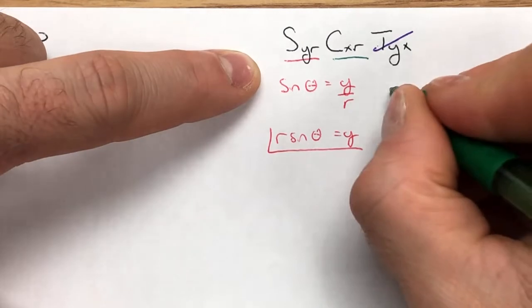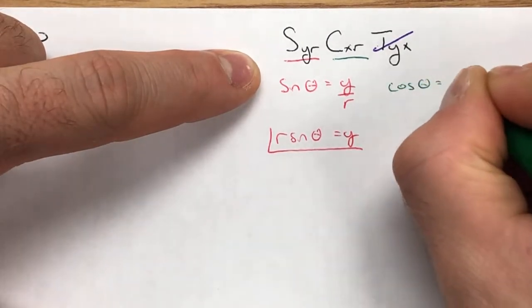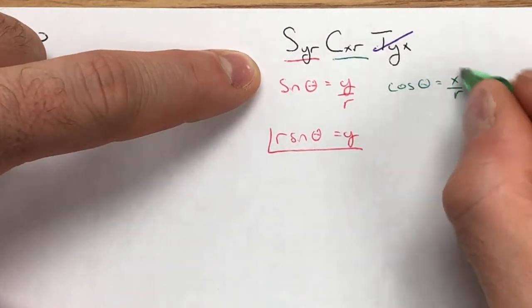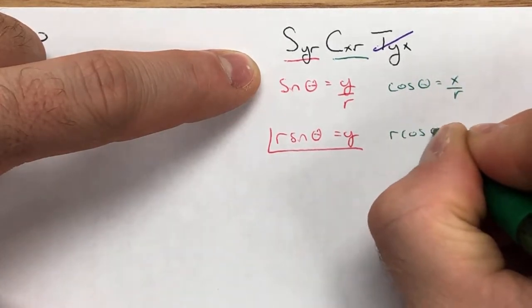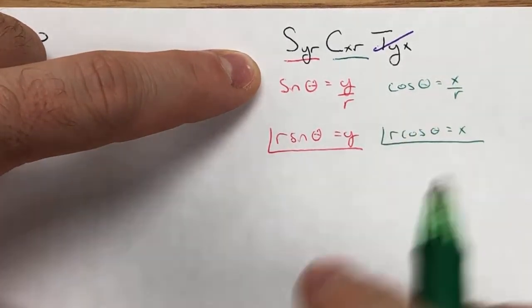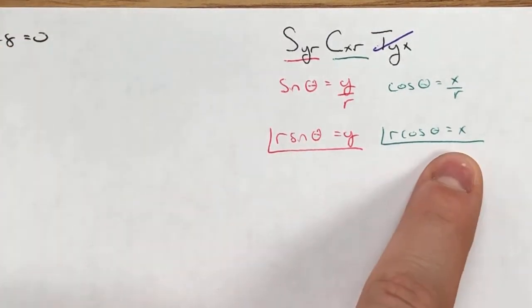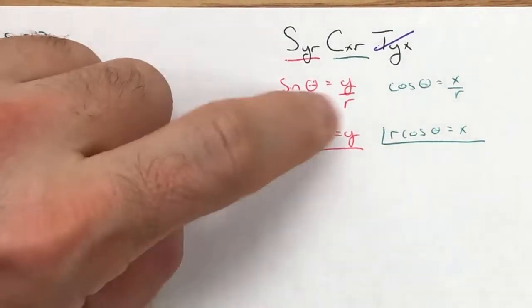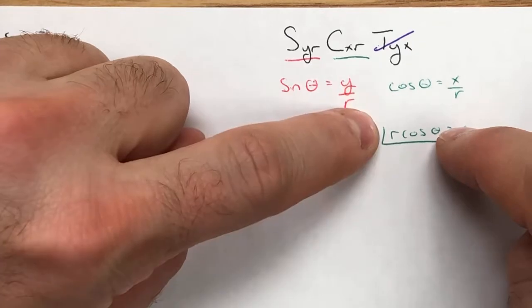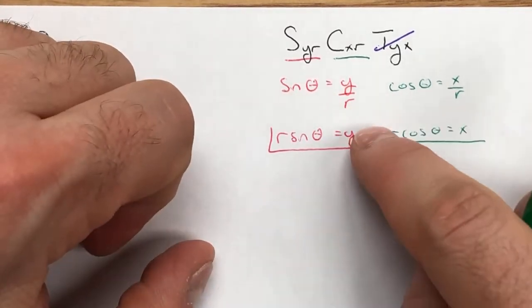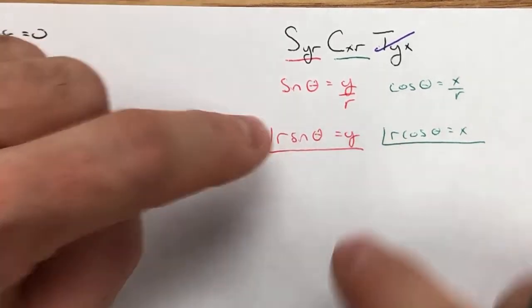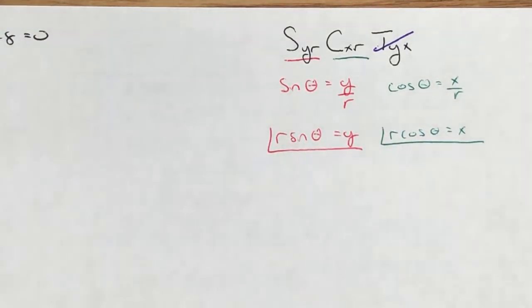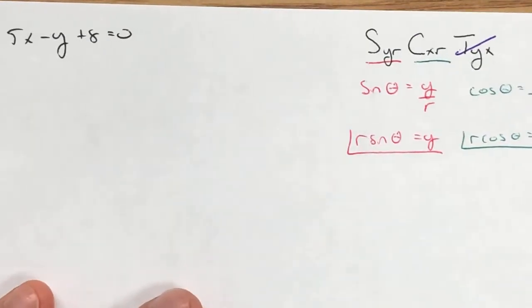Likewise, if I look at the cosine relationship, the cosine of theta is x over r. If I want to replace my x, let's isolate x. So r cosine of theta is equal to x. So anytime I see an x in an equation, I can replace it with something that is not an x and not a y, but an r and a theta. If I see a y in an equation, I can replace it with something that's not an x nor a y, but an r and a theta. And lo and behold, I have exactly that going on over here.